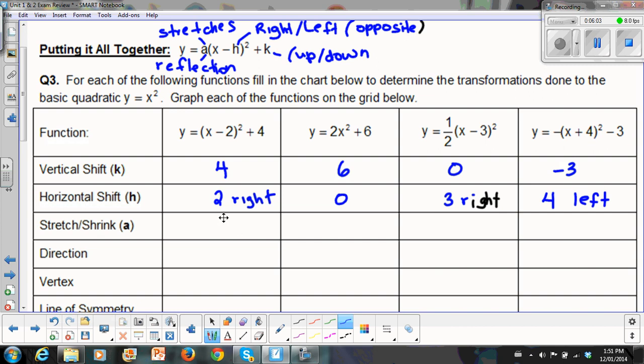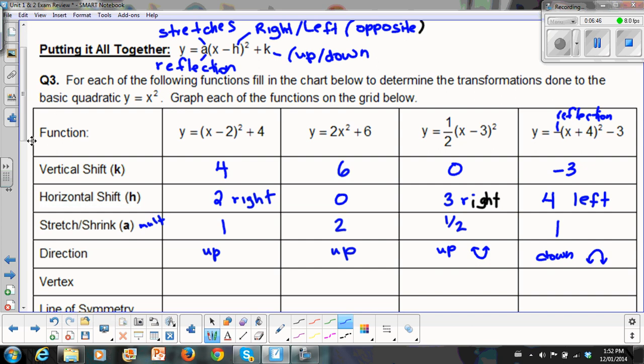In terms of stretches or shrinks, we're looking at the a value, which is what is being multiplied in front of the x squared. So here it's a value of 1, a value of 2, and a half, so that would be a shrink. And here the stretch is actually a 1. The negative means that there's a reflection, so that's not how it stretches. That changes the direction. This one is opening up because it's positive, so it's a smiley face, up like this. And this one has a negative, therefore it's a reflection, so it's upside down like a frown.